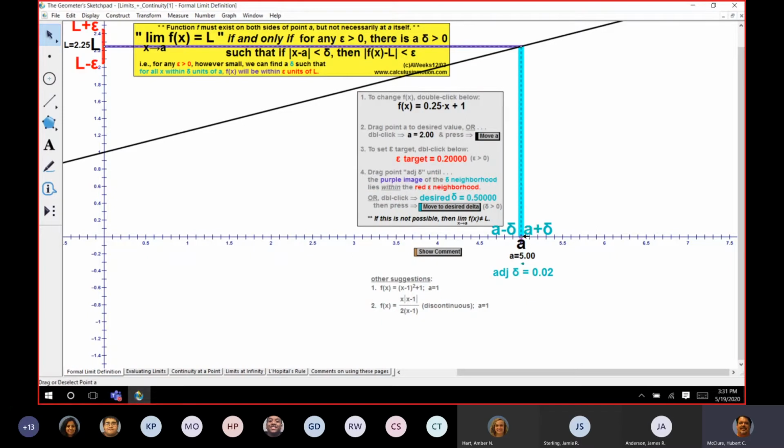And now I can't get it to move. I'm trying to get it to. I went to, darn it.